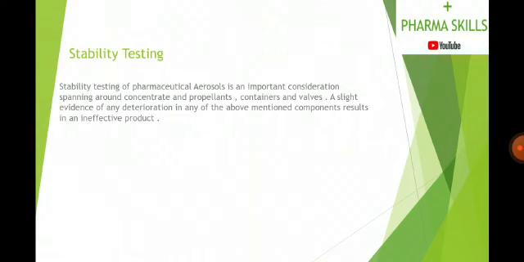Valves are also checked for proper functioning. They should properly dispense the product and should be properly closed. The dip tube must also be checked for any elongation or cracking and must be rectified if formed.